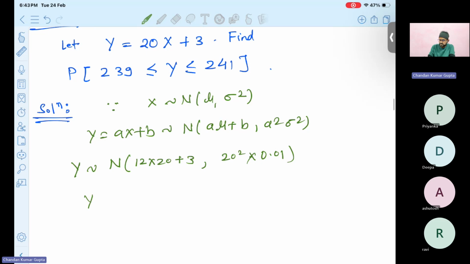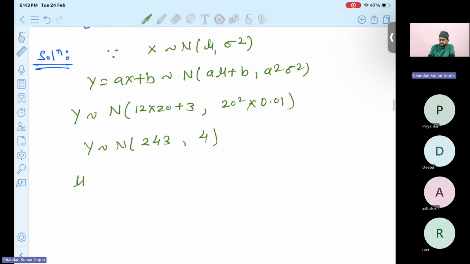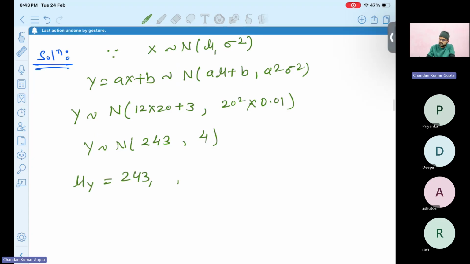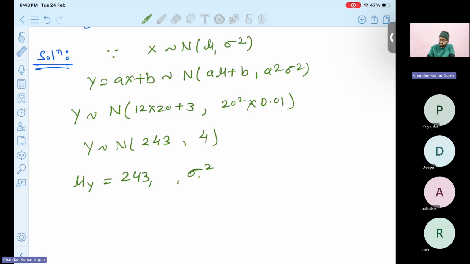So Y follows a normal distribution with mean 243 and sigma square 400 into 0.01, that is 4. So mu Y equals 243 and sigma square Y equals 4, which implies sigma Y equals 2. These are already given.